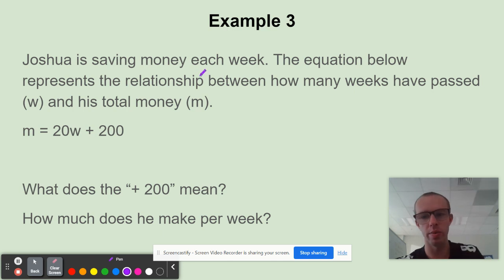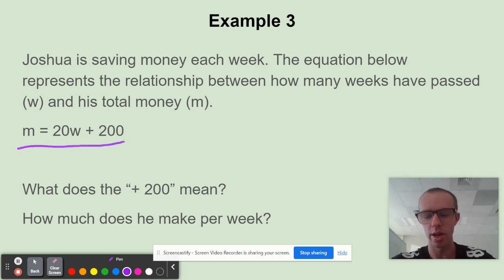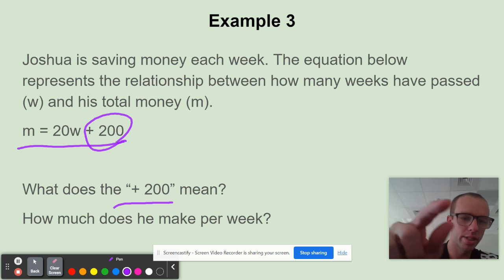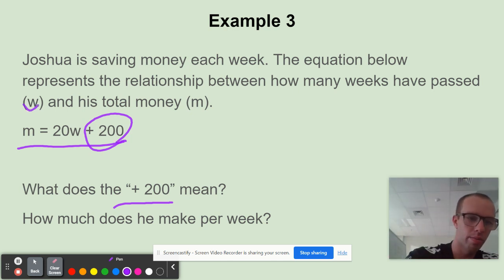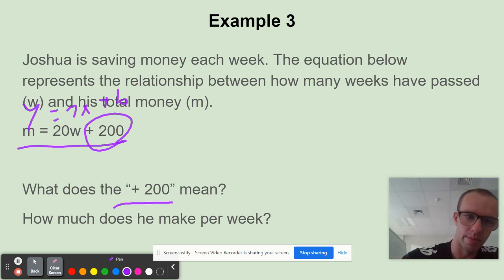Joshua is saving money each week. The equation below represents the relationship between how many weeks have passed W and his total money M. So it's a little different. We're given an equation, M equals 20W plus 200. Can we take this information and really say what it means? So what does the plus 200 mean? Well, Joshua's saving money. The plus 200 is the constant, right? That's where, if I write y equals mx plus b over top, that's the beginning. And so he began with $200.